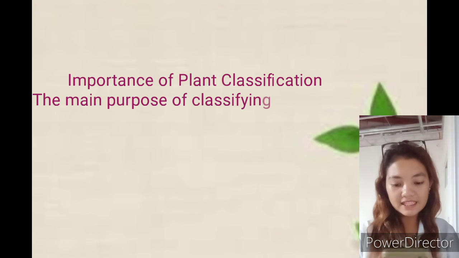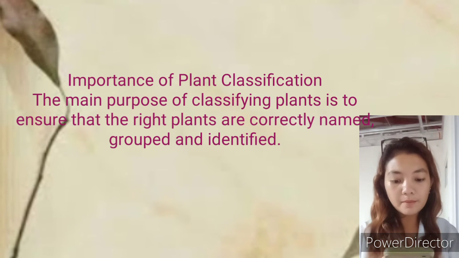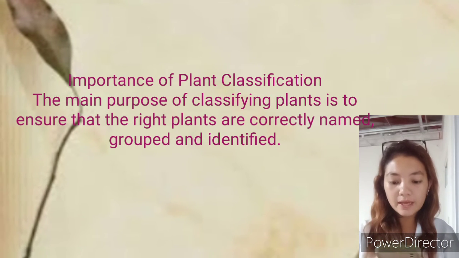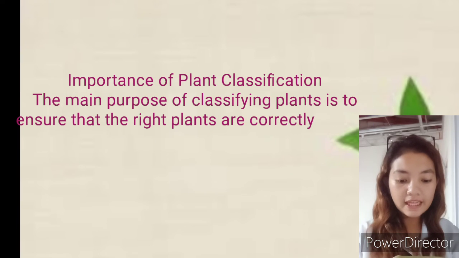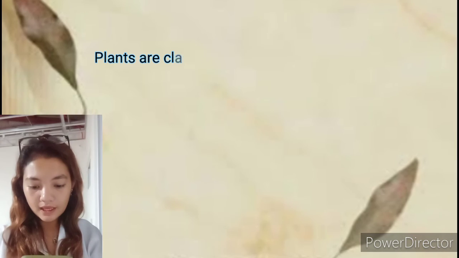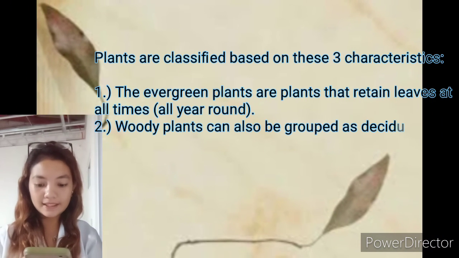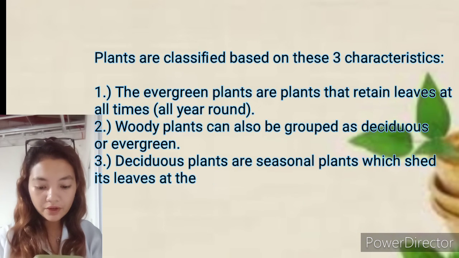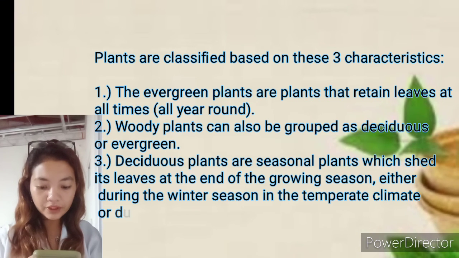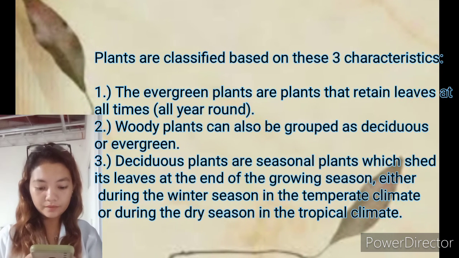Importance of plant classification. The main purpose of classifying plants is to ensure that the right plants are correctly named, grouped, and identified. Plants are classified based on three characteristics. First, the evergreen plants are plants that retain leaves all the time, all year round.